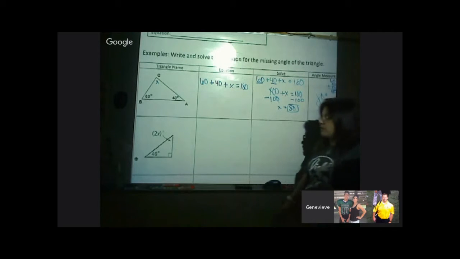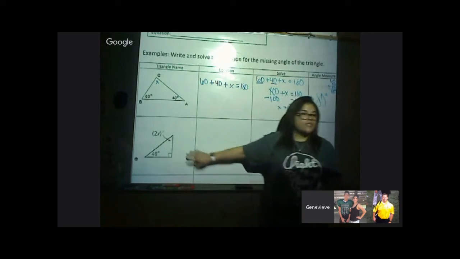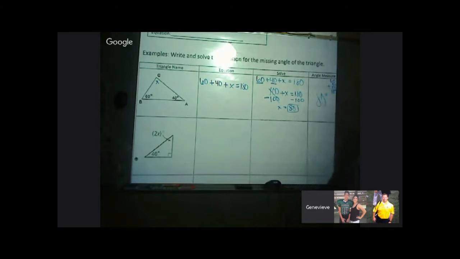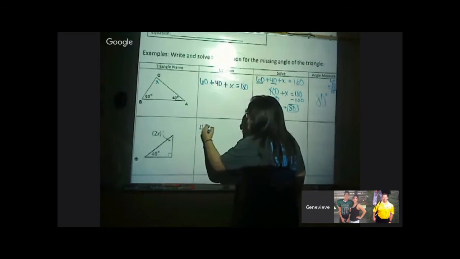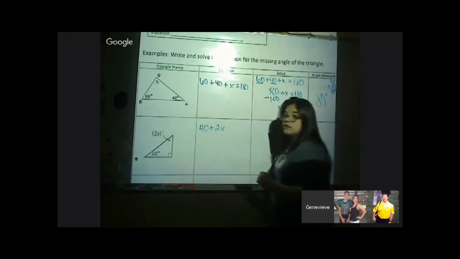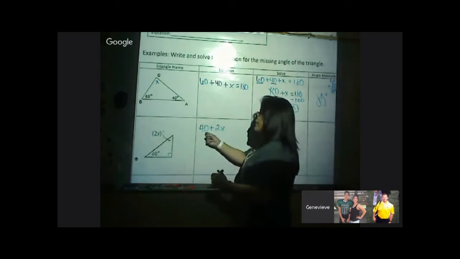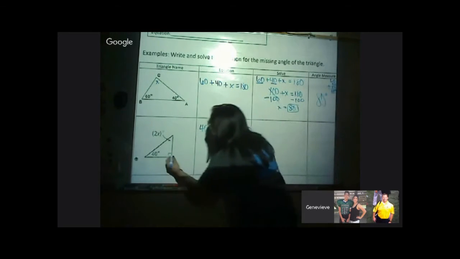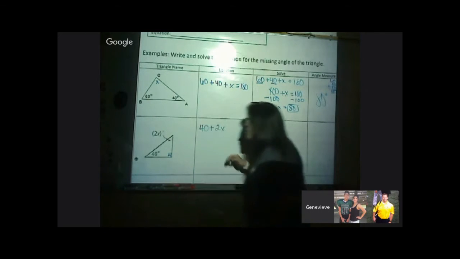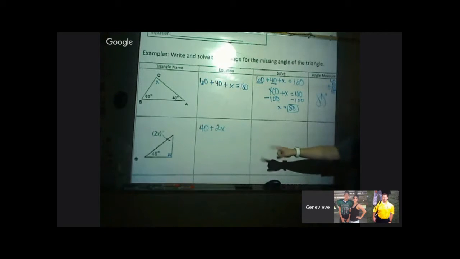Okay, let's look at the next one. Somebody raise your hand and tell me what equation we could write for this. Now that I've done one for you, let's think about what this equation would be. You said 40 plus 2x, okay? I heard equals 180 and then I heard plus 90. Guys, you have to add 3 things together. This is to tell you something, and a lot of us forget about that. That little box is 90 degrees, write it.